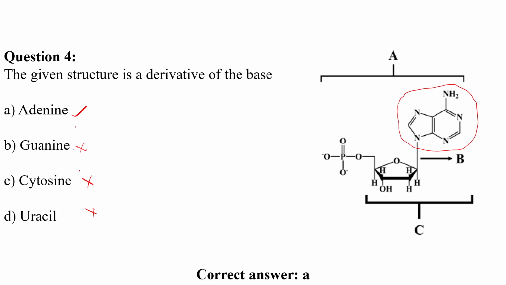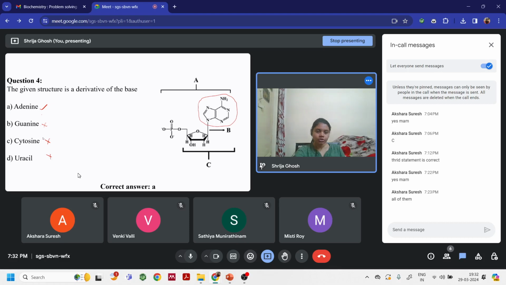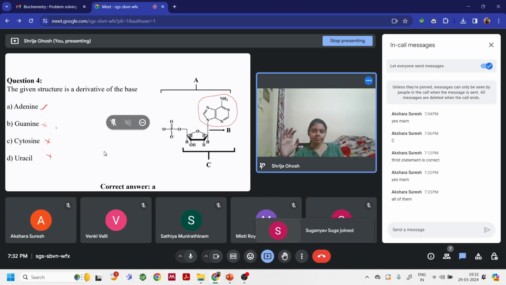If I ask you to draw adenine and you don't draw it correctly, that's fine. But if I show you the structure of adenine, at least you should be able to identify that. Okay. So try to find one particular feature about each structure, so that you see a structure and you can say, okay, this is adenine.